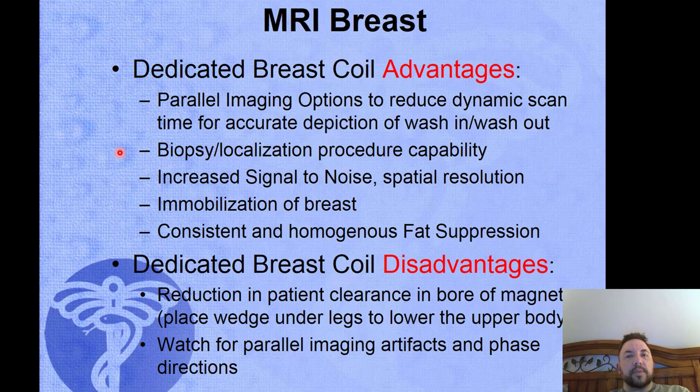Biopsy or localization procedure capability, increased signal to noise with a dedicated breast coil, and also increased detail capability helps to achieve immobilization of the breast. Consistent and homogeneous FATSAT, and that's one of the keys to this, is getting consistent FATSAT all the way around. Dedicated breast coil disadvantages: reduction in patient clearance and the bore of the magnet. One of the tricks that we use often is to place a wedge under the legs to lower the upper body. Watch for your parallel imaging artifacts.